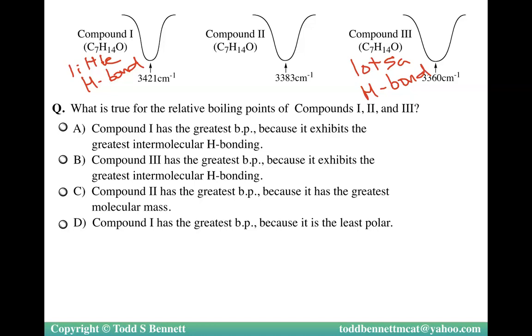Okay, so the relative boiling point. The boiling point is going to depend on two things: molecular weight and intermolecular forces, IMFs.